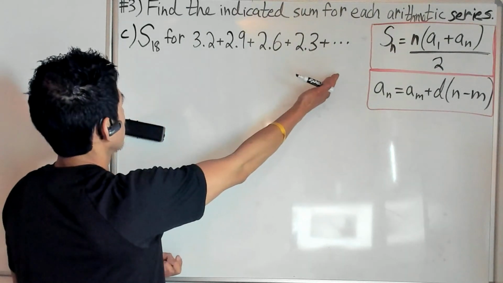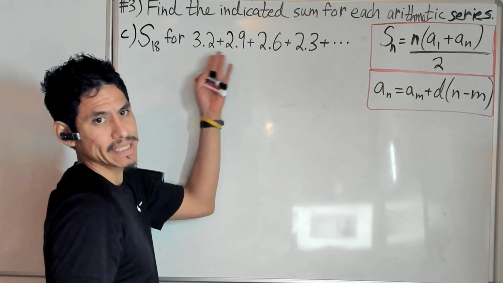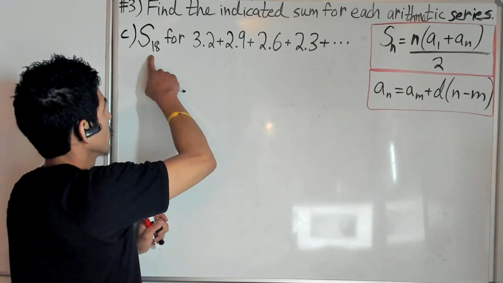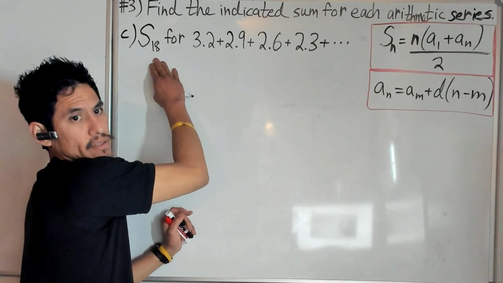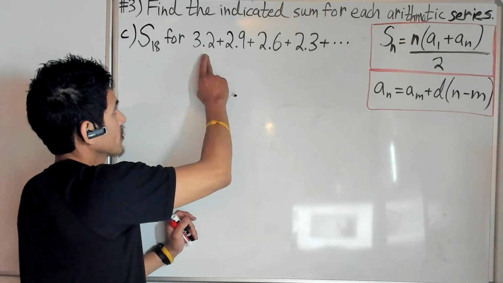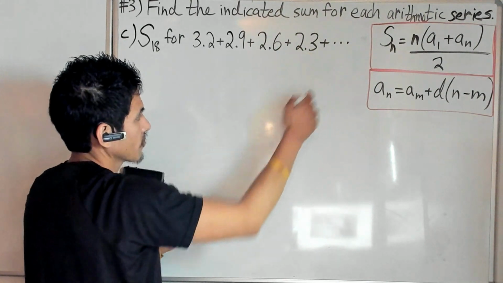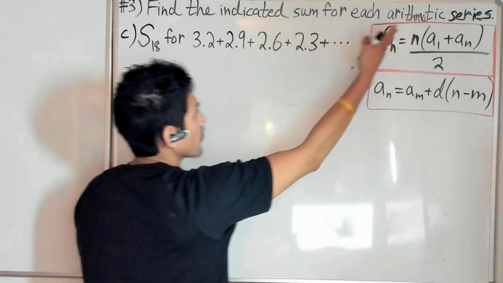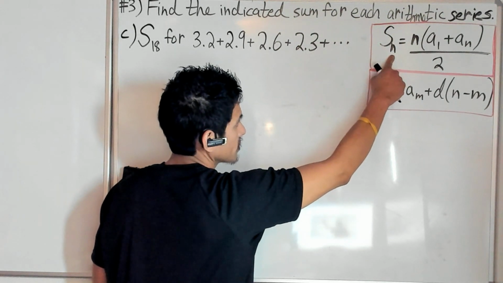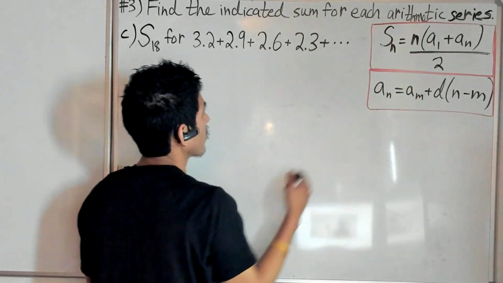All right, I'm going to go over a couple more examples for how we find the sums with arithmetic series. So here we have the sum of the first 18 terms. That's what this S18 means. And we're given that the sequence starts as 3.2, 2.9, 2.6, 2.3, and so forth. So we're going to apply our equations for the sum of the first n terms given here. And here's our equation for the an term in case we need it.